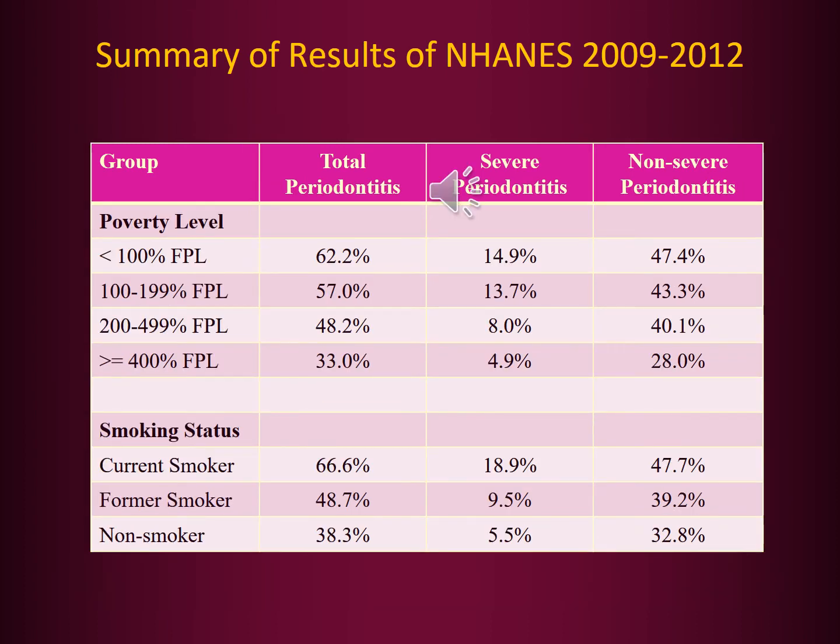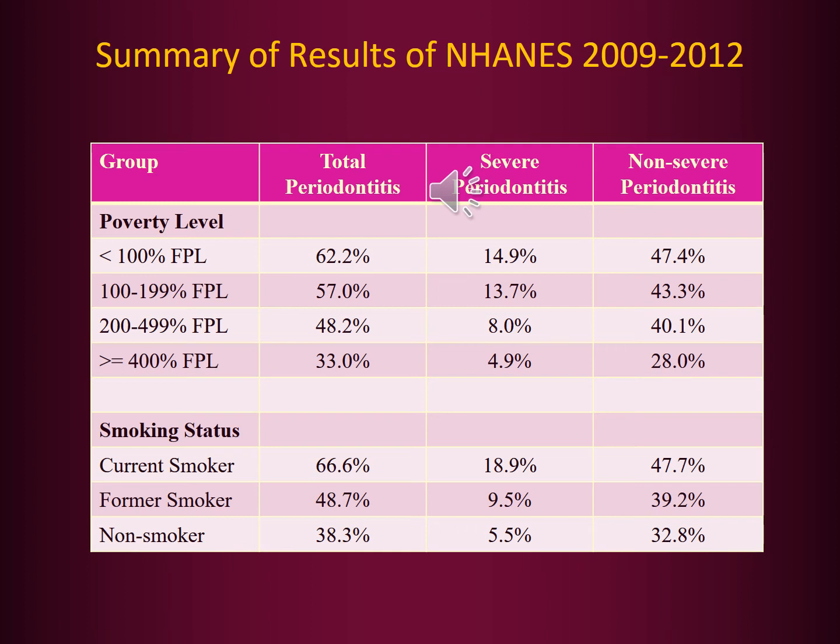The story is very similar for individuals who are at varying levels of poverty. You can see for those individuals who are less than 100% of the federal poverty level, which is FPL, you have 62% of those individuals with periodontitis compared to 33% of those who are greater than or equal to 400% of the poverty level. And so that's about half, roughly, as many people, or percent of people, with total periodontitis who are at the upper echelons of the economic scale, in this case greater than or equal to 400% of the federal poverty level.